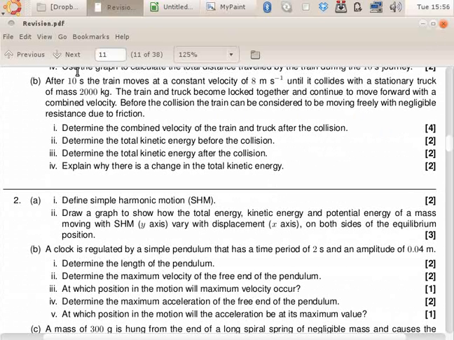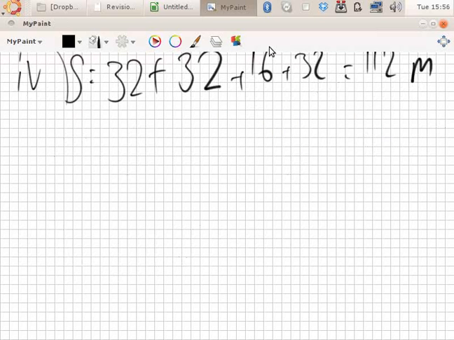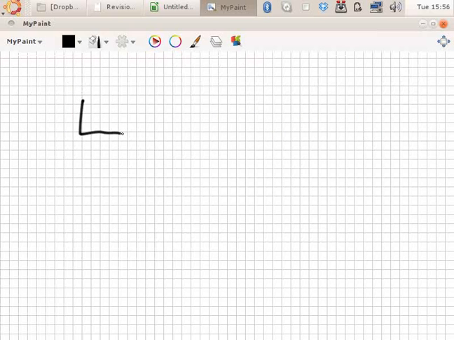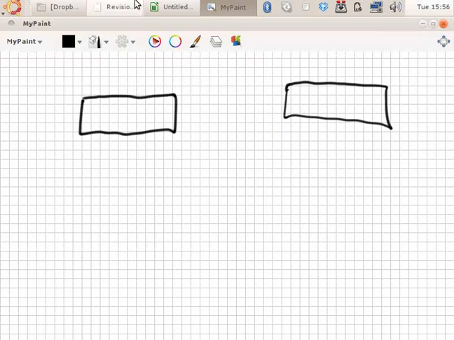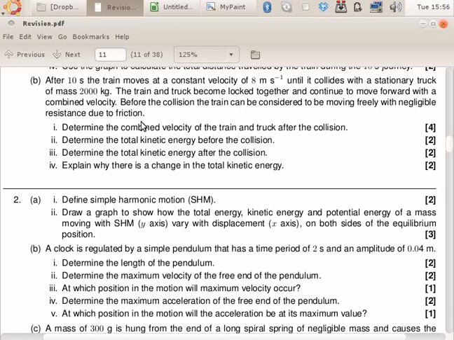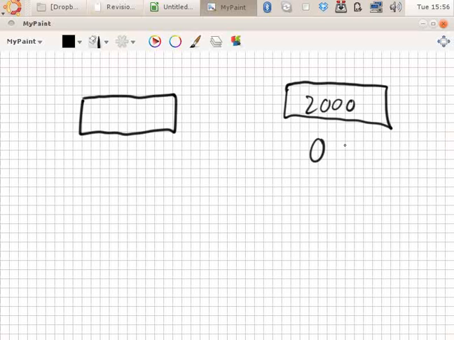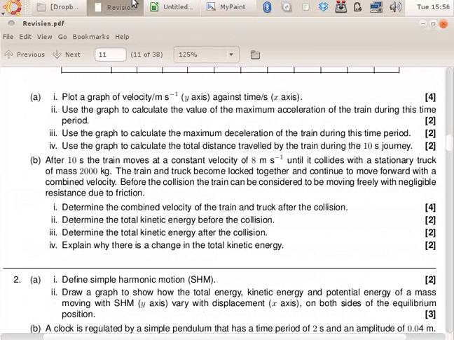After 10 seconds, the train moves at a constant velocity of 8 until it collides with a stationary truck. So what type of problem is this when you have collisions? The momentum one. So here is one, here is the other. The truck is 2,000 and it's at rest. And then the train is 8 meters per second, and its mass is 15,000.